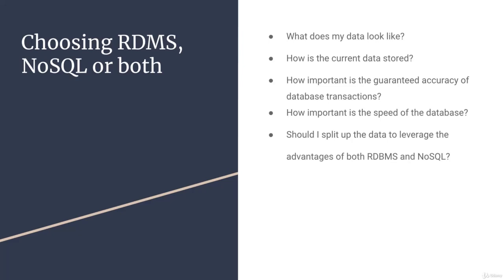And then you may ask yourself, how important is the guaranteed accuracy of the database transactions, and how important is the speed of the database? And maybe you should simply split your data up such that you have the best of both worlds, meaning that you will have some of your data in a relational structure and some of the other data, like comments and blog posts and so on, in a NoSQL database, which is much more fitting for such type of data.